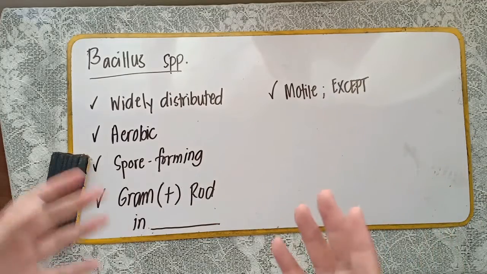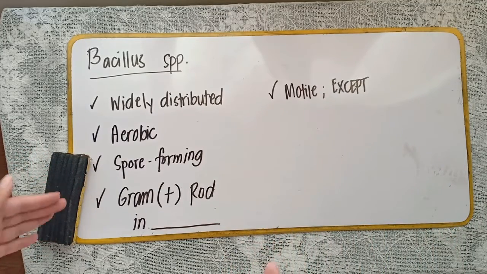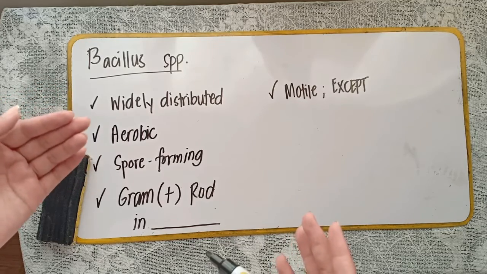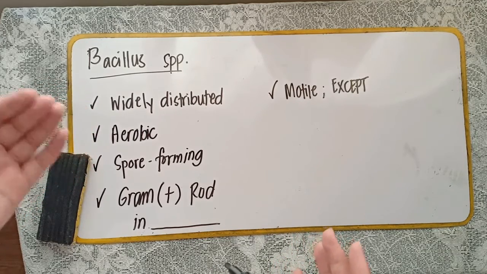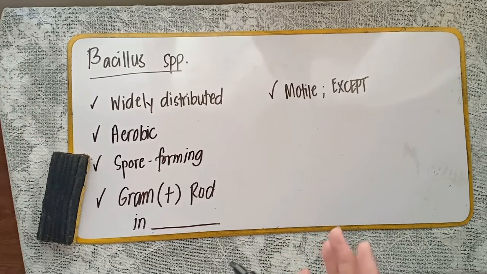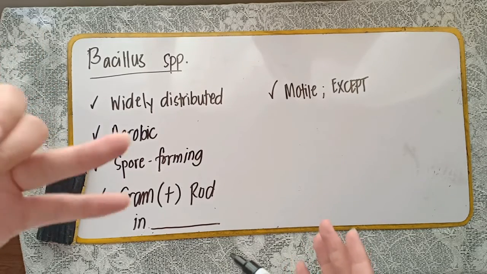And they are also spore-forming. Alam natin yan. Spore-forming bacteria. Again, pag sinabi nating spore-forming bacteria, ito lang yung mga organisms that has an endospore. Okay, sila lang yung may mga endospore. And this is your Bacillus and your Clostridium.